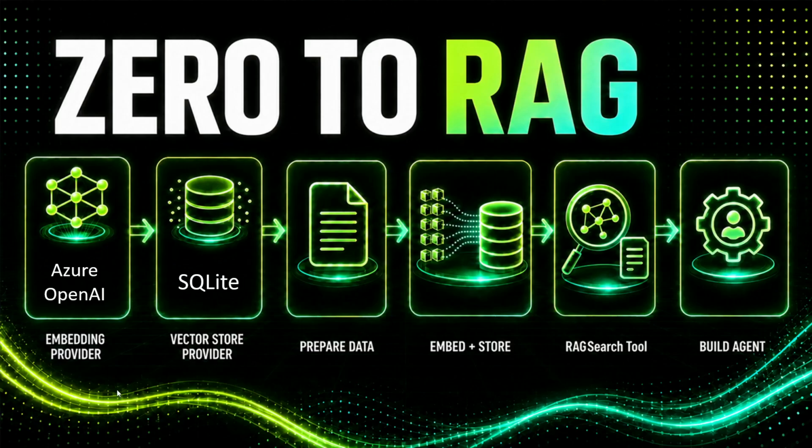Hi, in my previous video about Zero to RAG, I went through the entire steps of doing everything from absolutely zero to being able to build an agent that could search that RAG tool. This is a follow-up companion video where we actually switch out some of the vector store providers and embedding providers. We're going to stay with Azure OpenAI, but we're going to switch to SQLite instead of the in-memory database.